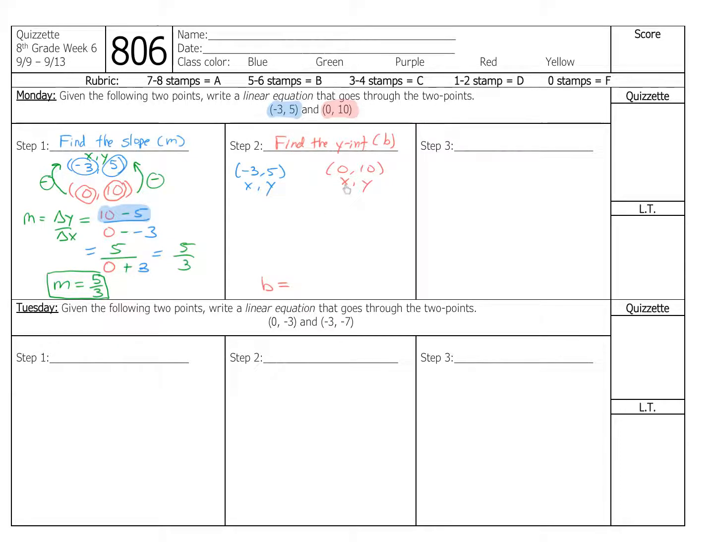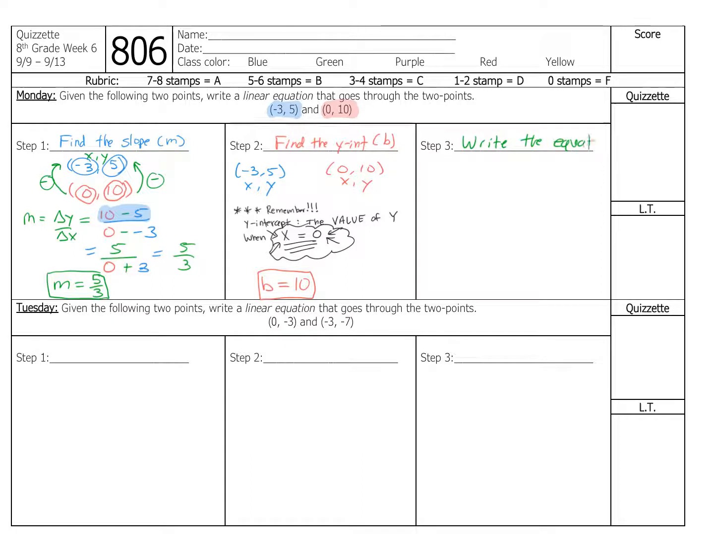If x is 0, that's exactly what I want to see. Because the y-intercept is the value of y when x is 0. So if x is 0, what's the value of y? Well, in this problem, it's 10. So that means my b is 10. So that becomes very easy. Just like that.